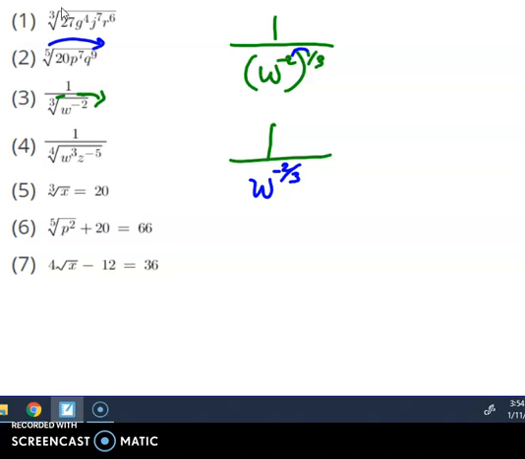Negative 2 times 1/3 is negative 2/3. And the directions say you need to simplify the problem so it has positive exponents. So the w actually belongs in the numerator. We're going to move the w up to the numerator, and the exponent becomes 2/3 as a result.